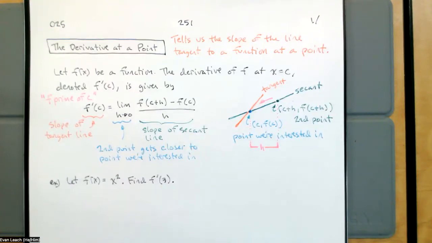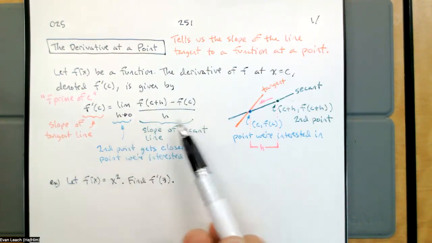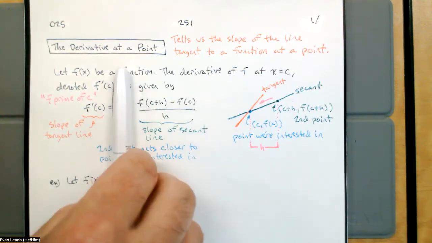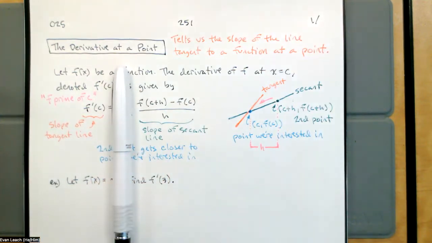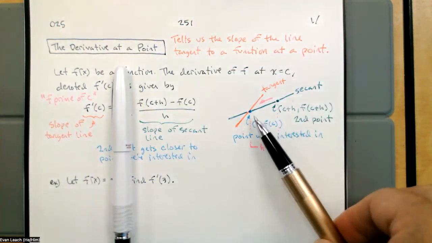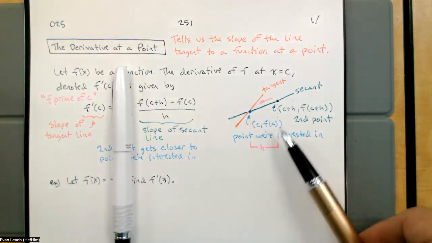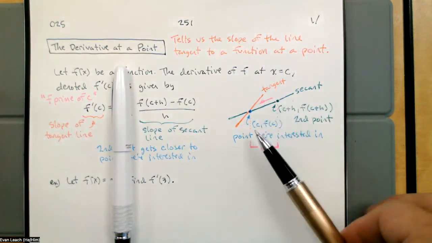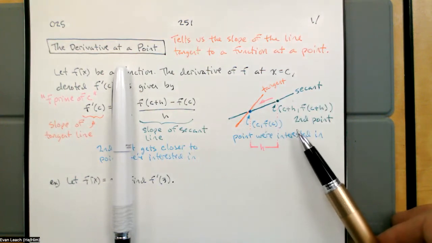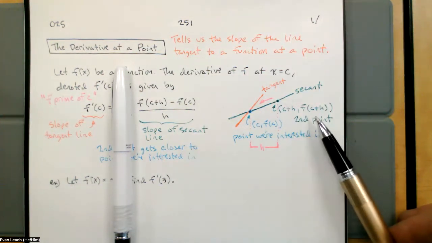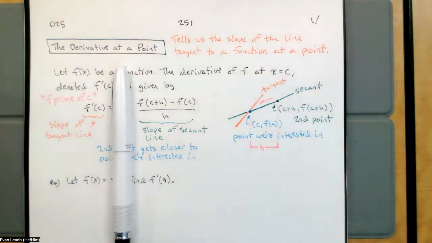We developed this idea yesterday with an approximating secant line. And so that's where this mess came from. This f of c plus h minus f of c over h, that's just the slope between the point that we're interested in, c comma f of c, and this point that's nearby, h units away horizontally. So that's c plus h, f of c plus h, because that's how we get points on the function. We plug in x values.